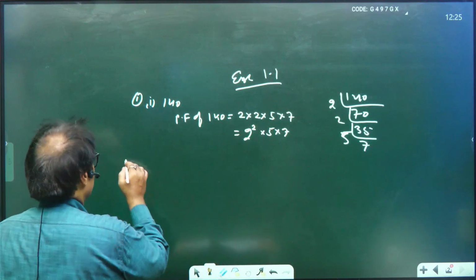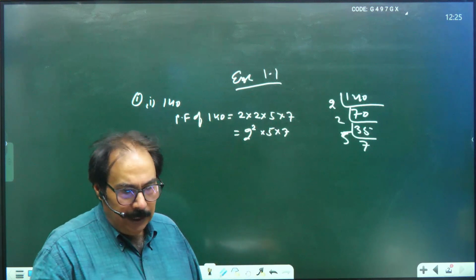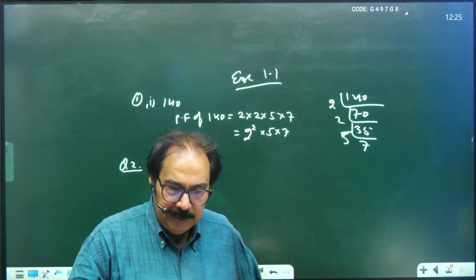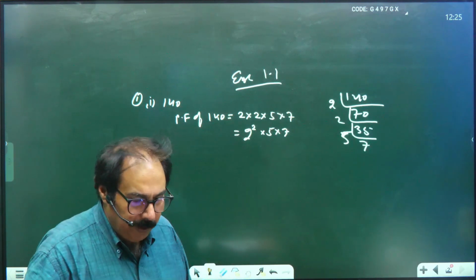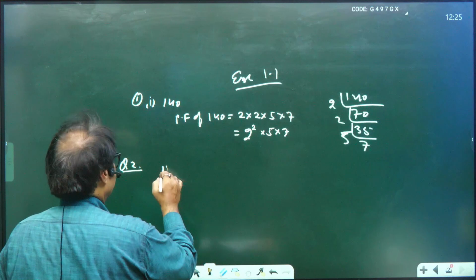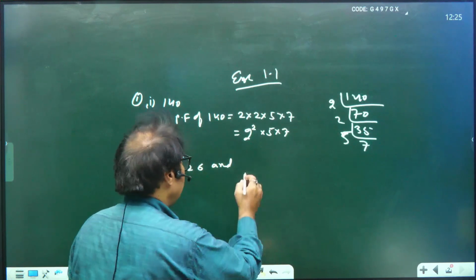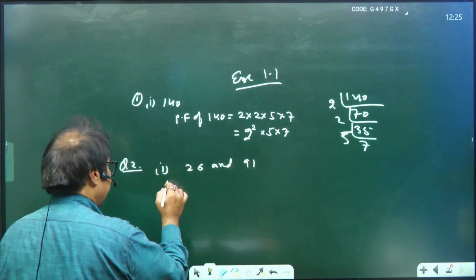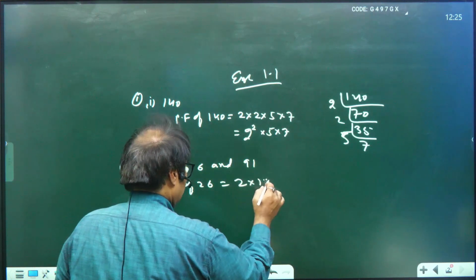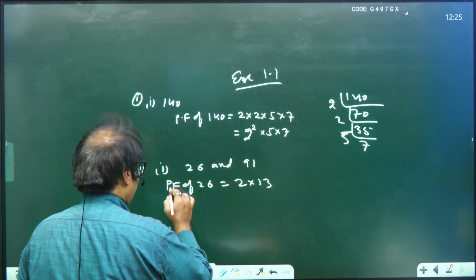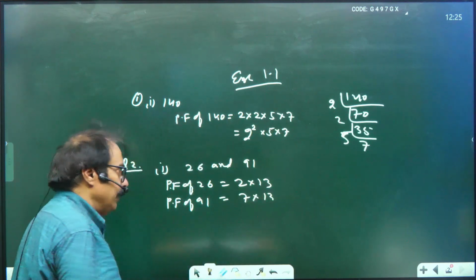Now the second question, question number 2, says find the HCF and LCM of the following pair of integers and verify that the HCF and LCM, when multiplied, equal the product of the two numbers. Suppose the first part numbers are 26 and 91. By the prime factorization method, the prime factors of 26 are 2 into 13, and the prime factors of 91 are 7 into 13, since 13 sevens are 91.